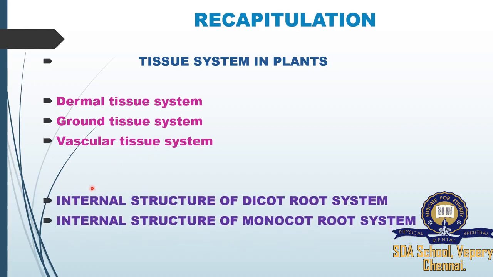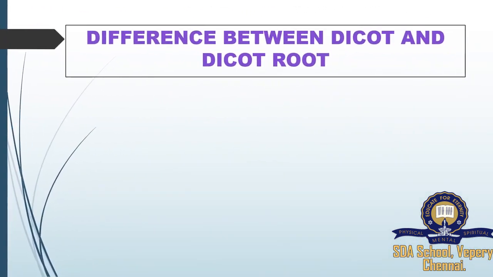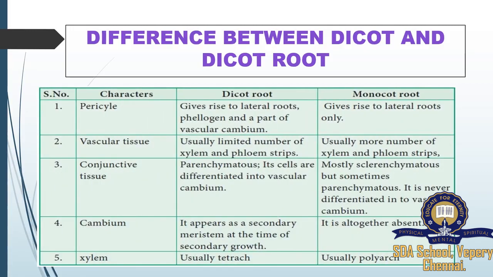Next, we studied the internal structure of the dicot root system and the internal structure of the monocot root system. Last class, we discussed the monocot and dicot root systems. Now, we are going to see what is the difference between the dicot and monocot root. All the parts are the same, but there are some changes in the inner part.